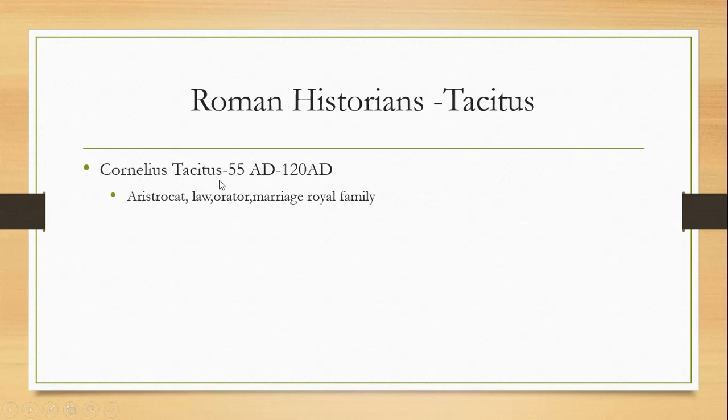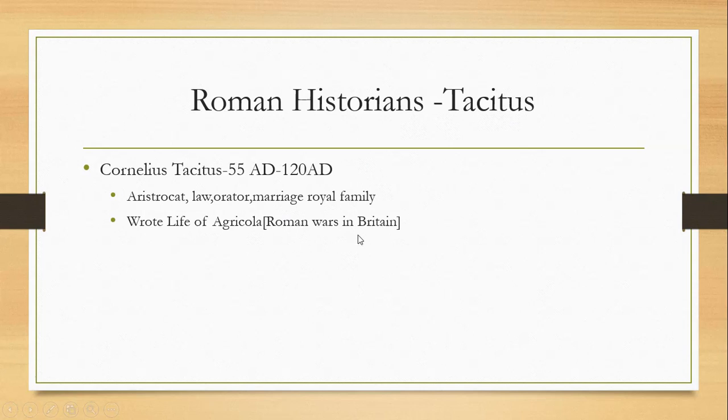So Tacitus, Cornelius Tacitus, was an aristocrat. He was also a lawyer and an orator. He married the daughter of the Roman governor of Great Britain, whose name was Julius Agricola. So he had powerful connections. And he wrote many books. One of them is Life of Agricola. Agricola was actually in Great Britain, and his father-in-law was ruling that part. He was a Roman governor. So he has written the Life of Agricola.